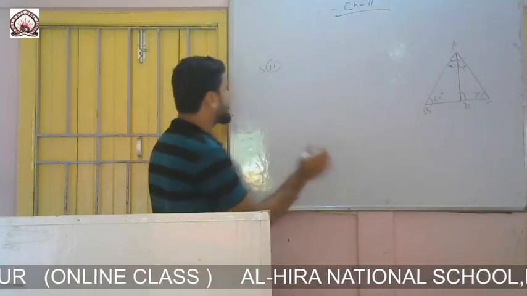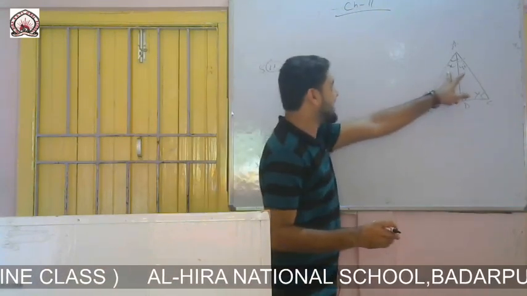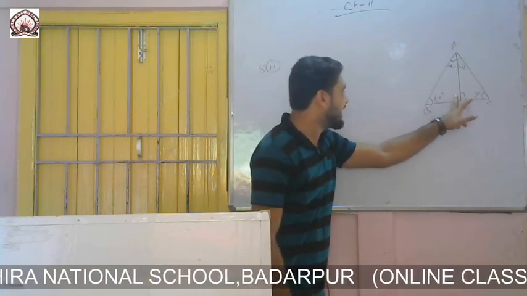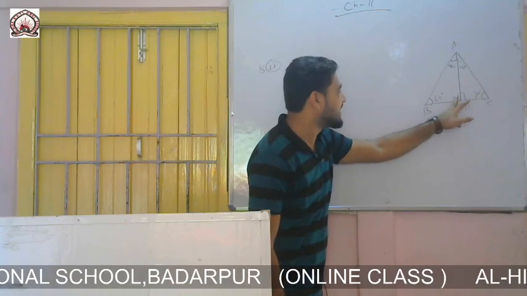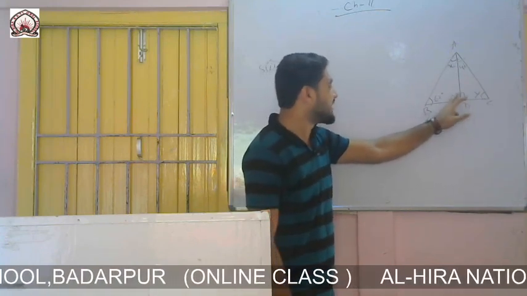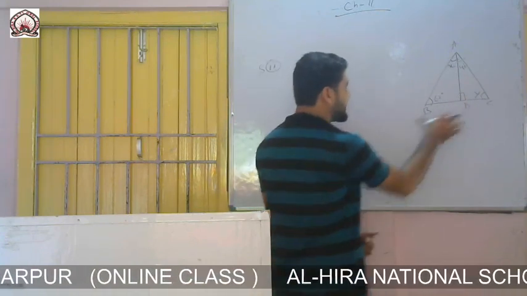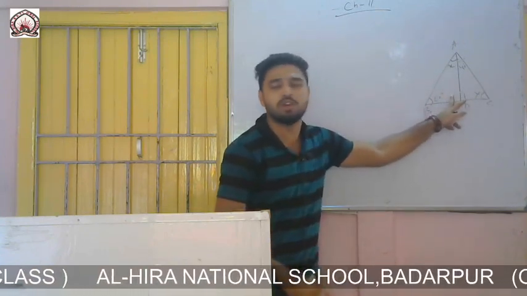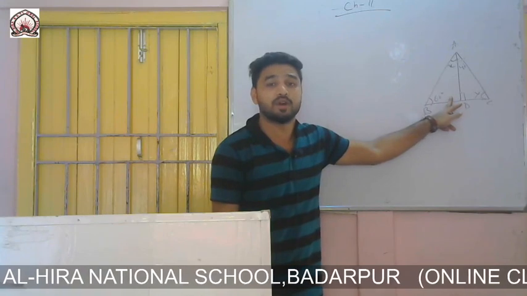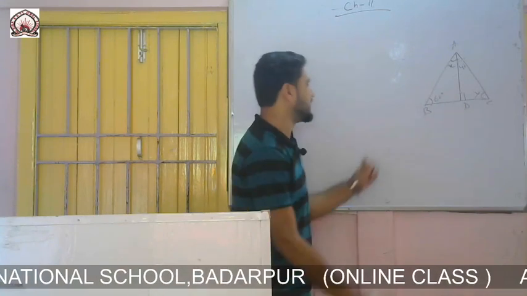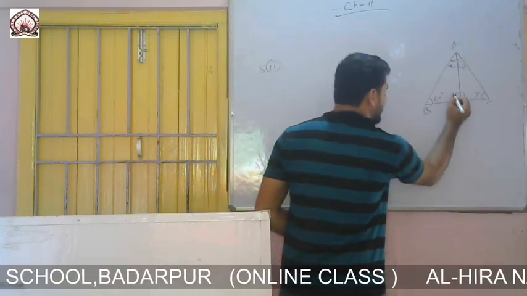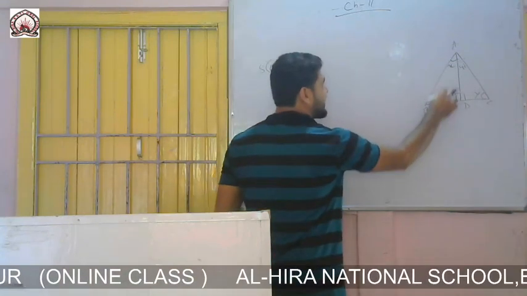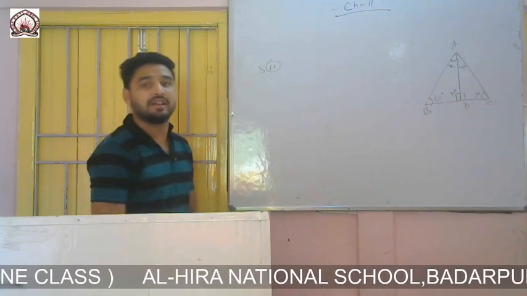First, if you have to find angle X, you see the measure of this angle is given, and we can write the measure of this angle equals 90 degree. Why do we know? Because BC is a straight line and the measure of this angle is given 90 degree. So obviously this angle will also become what? 90 degree, because 90 plus 90 equals 180 degree. So obviously the measure of this angle will also be 90 degree.